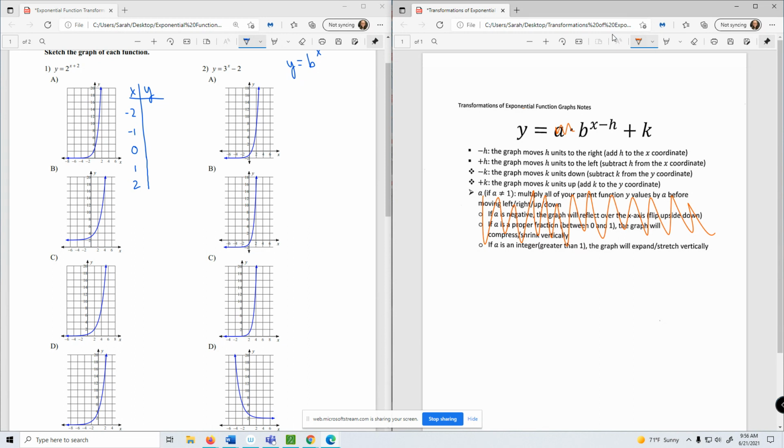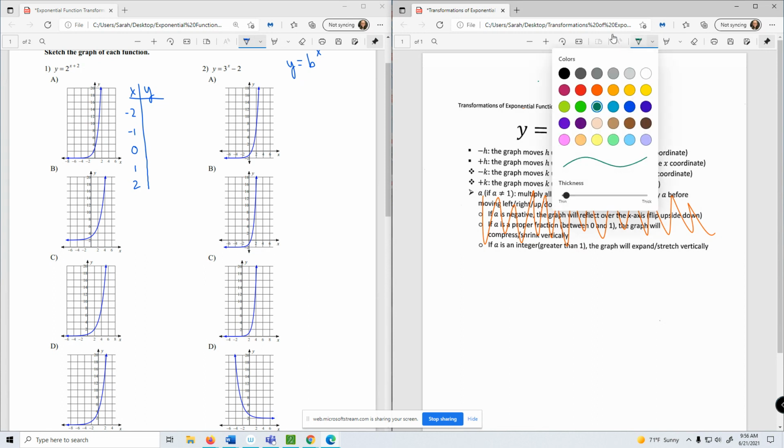When we see a number up in the exponent being added or subtracted here, it's going to move your graph left or right. And it's backwards of what you think. If it's a minus, it's going to move your graph to the right. If it's a plus, it's going to move your graph to the left. So kind of counterintuitive there.